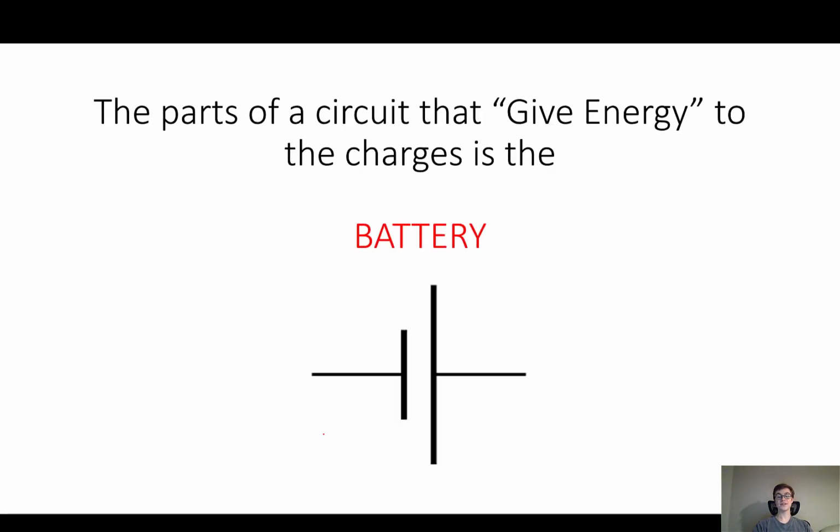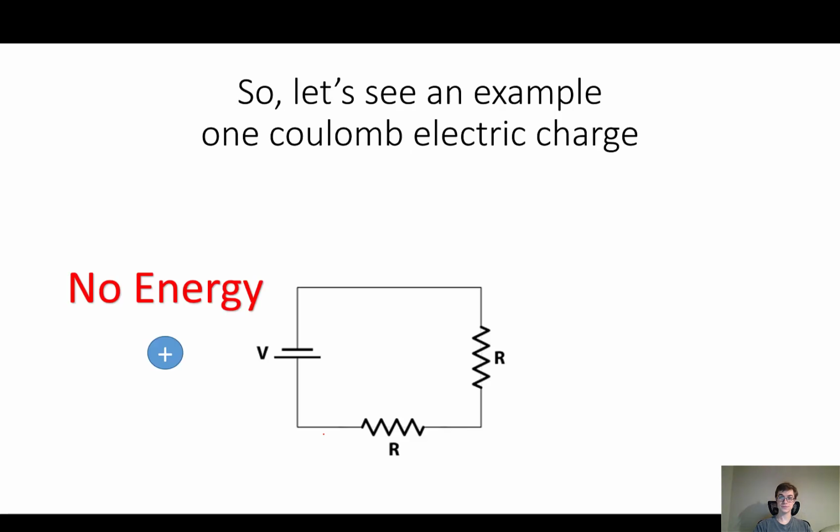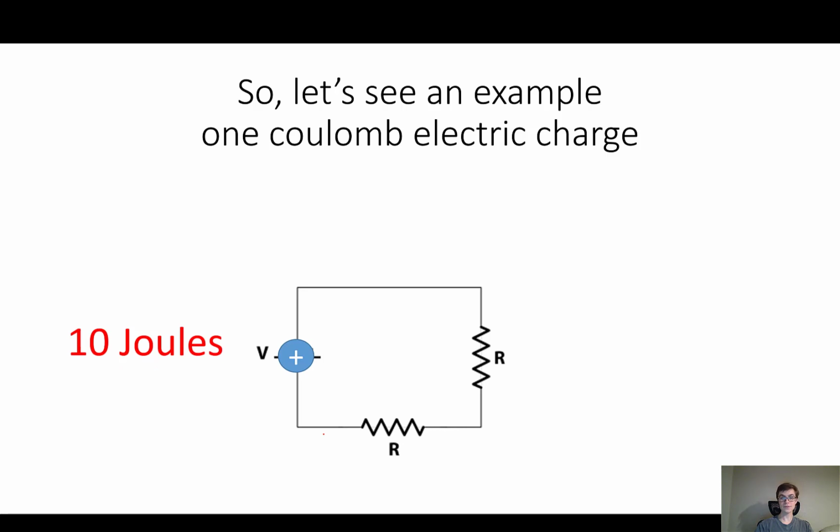The part of a circuit that gives energy to a charge is the battery, and the parts of a circuit that remove energy from the charge are called the resistors. So let me give you a specific example of 1 unit of charge moving through this circuit. The charge has no energy, but then it goes into the battery, and then it gets some. Let's say it gets 10 joules of energy. It's a 10 volt battery. So it has 10 joules, and it moves through the circuit.